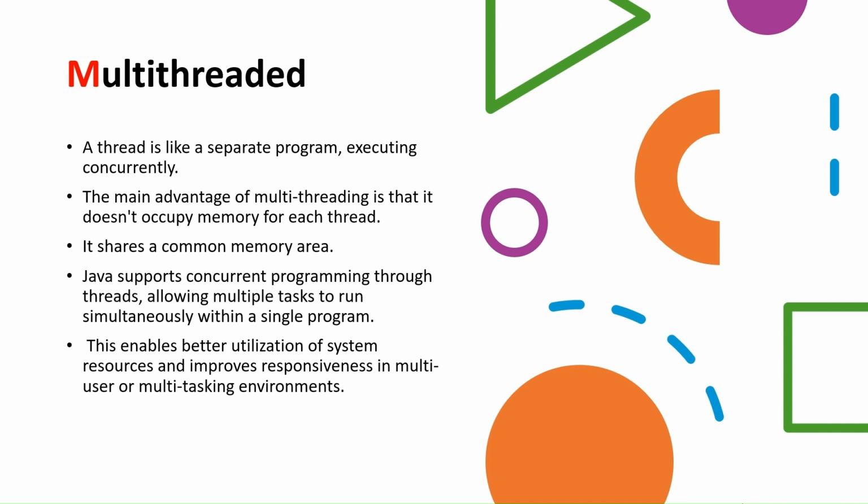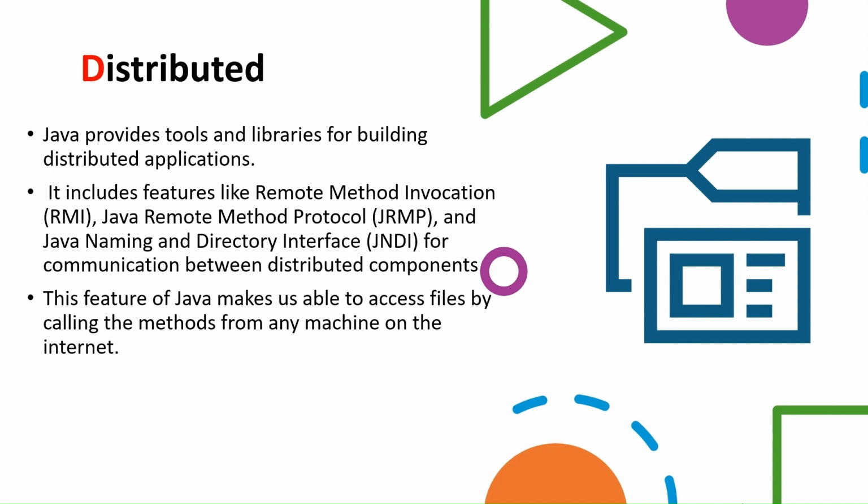Multi-threaded. A thread is like a separate program, executing concurrently. The main advantage of multi-threading is that it doesn't occupy memory for each thread. It shares a common memory area. Java supports concurrent programming through threads, allowing multiple tasks to run simultaneously within a single program. This enables better utilization of system resources and improves responsiveness in multi-user or multitasking environments.